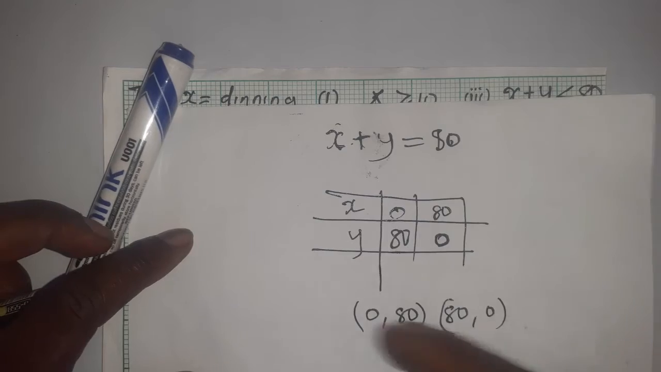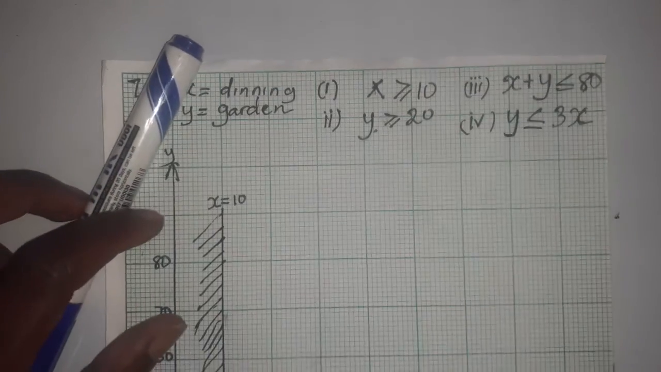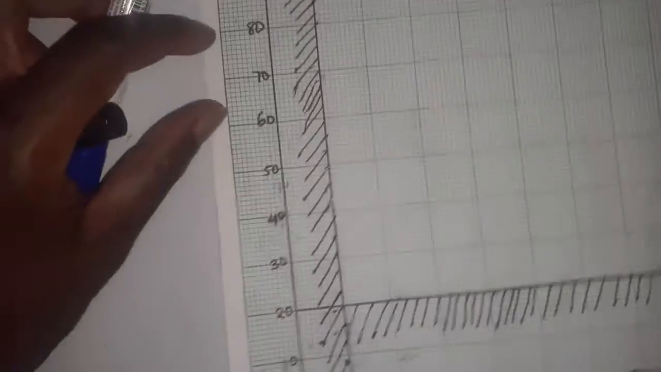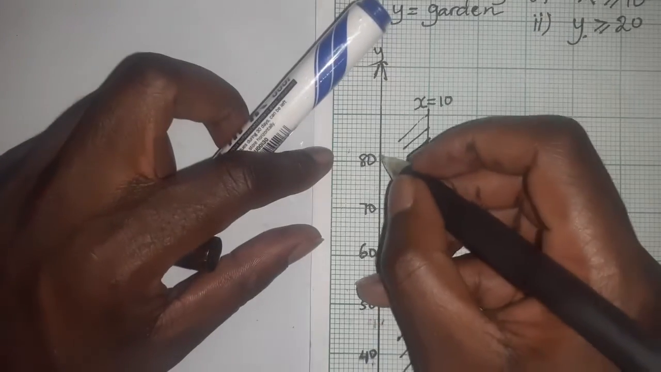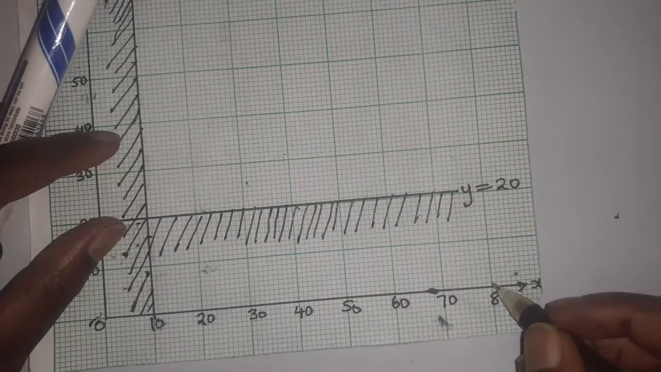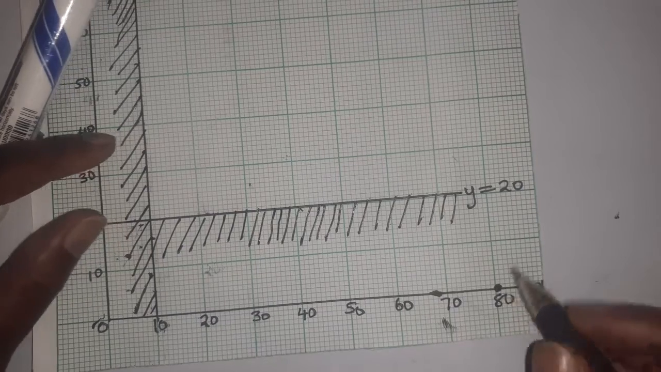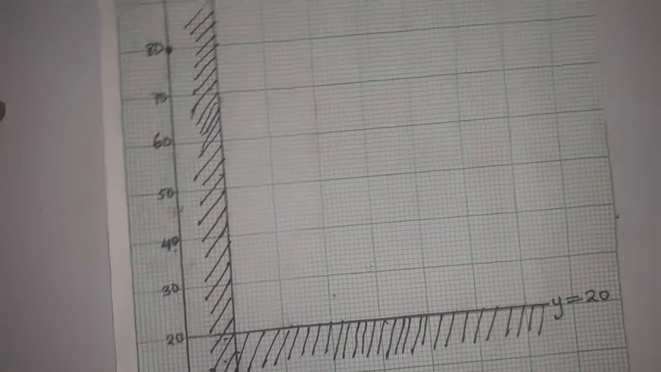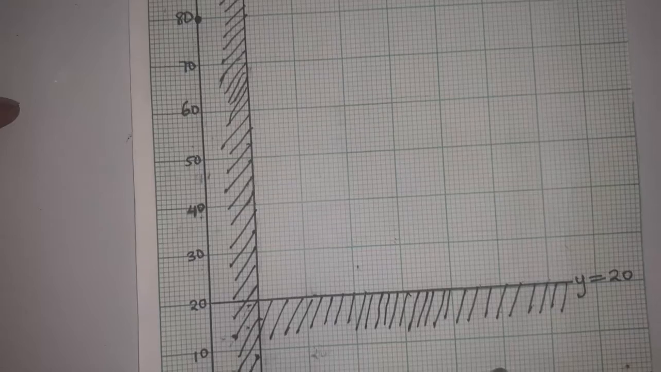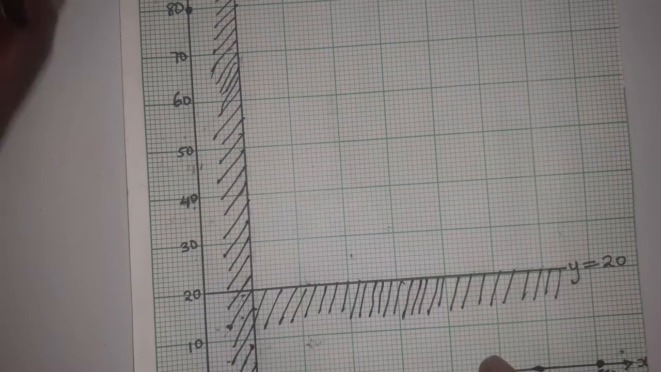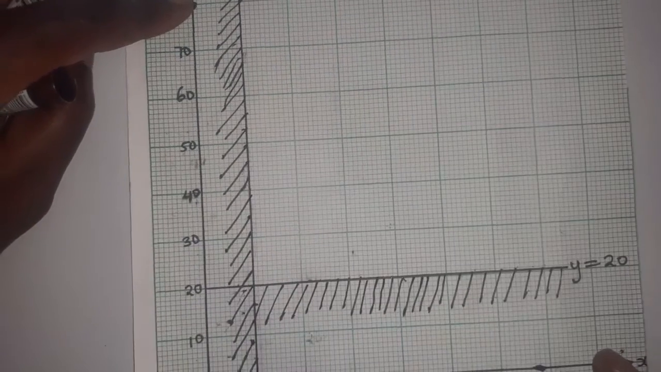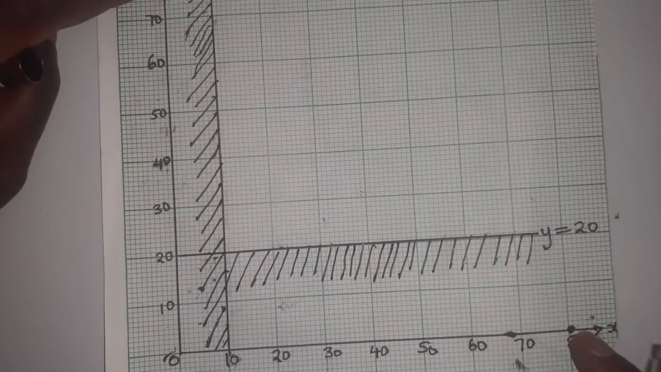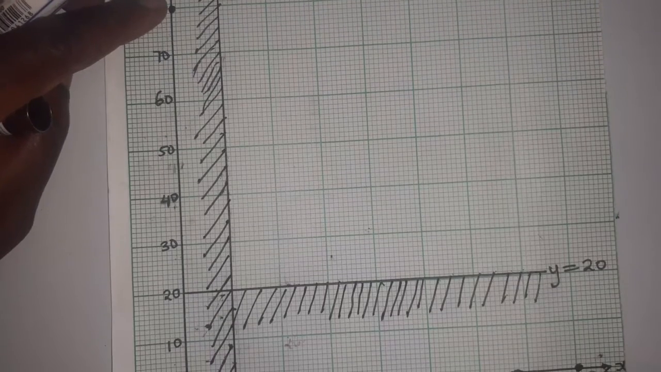Are we together? These are the coordinates that I'm going to work with. So I have to come back here and identify those coordinates. (0, 80), it's this point. Then (80, 0), it's this point also here. So we need to join these two points, which is 80 here and this 80 here. We need to join this point and this one here. Okay?